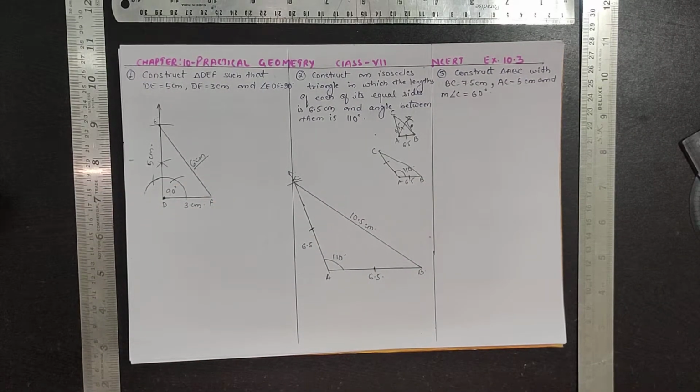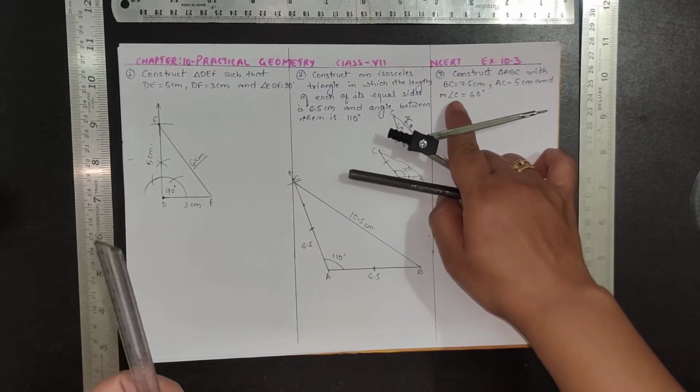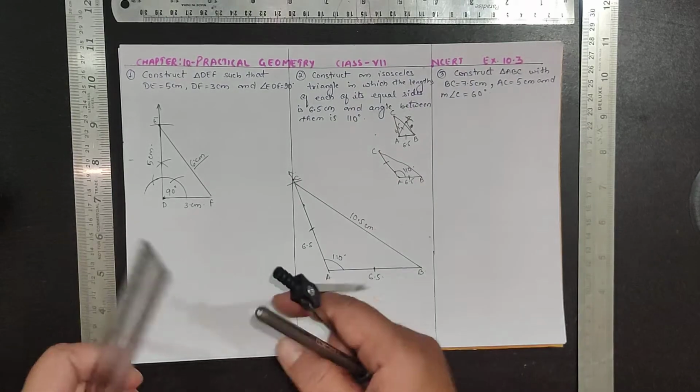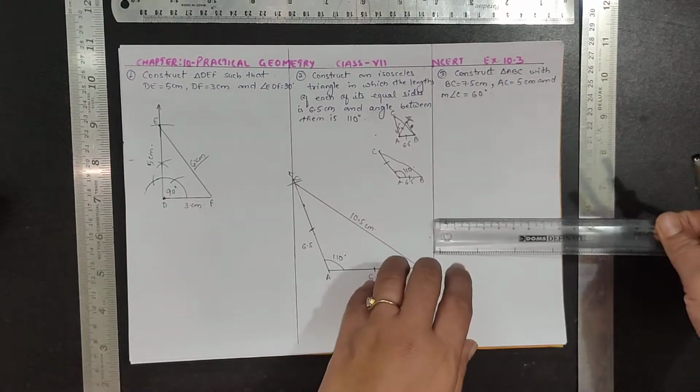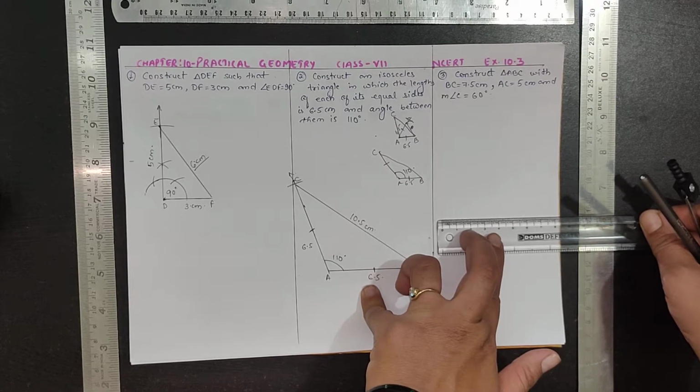Third question. For the third question, you have to construct a triangle with BC, angle C is 60 degrees and AC is 5 centimeters. So draw BC 7.5.